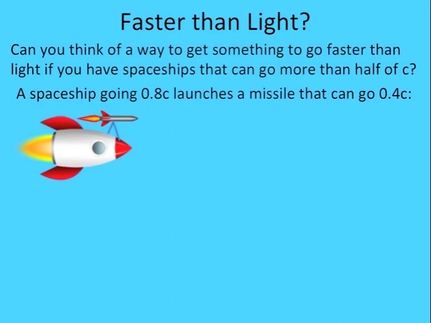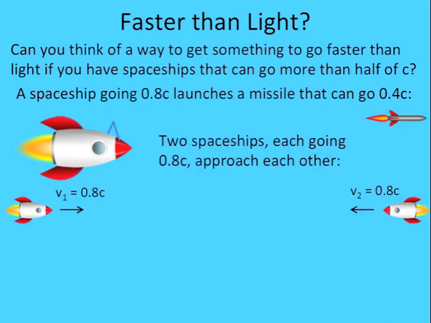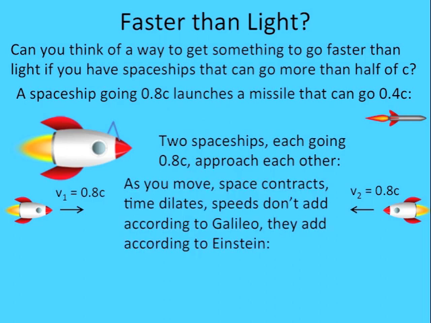What if I have a spaceship going 0.8 and it launches a missile that can go 0.4? Wouldn't that be going 1.2 times the speed of light? Or how about two spaceships approaching each other at 0.8? Wouldn't that be going at 1.6? But the speeds don't add according to Galileo, because these are going fast enough to have noticeable contraction of space, dilation of time, and so you need to use this equation.